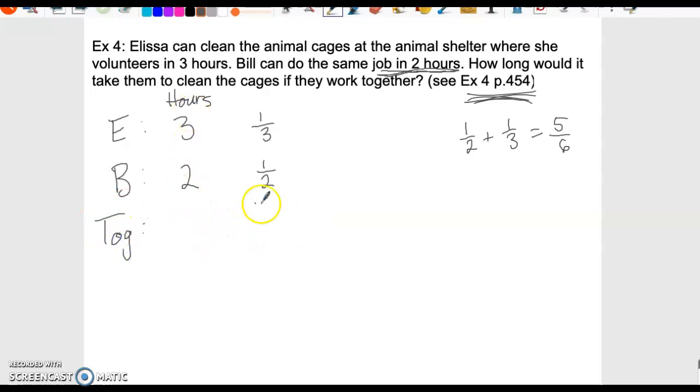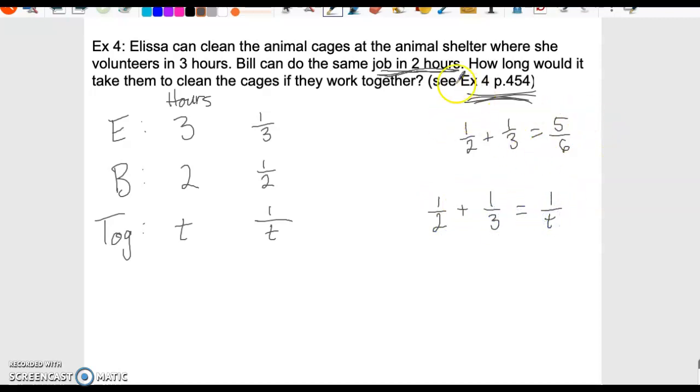Together, it would take T hours, which is what we're going to solve for, which would be in 1 hour they could get 1/T of the job done, which is basically what it boils down to. So that 1/2 plus 1/3 would equal 1/T.